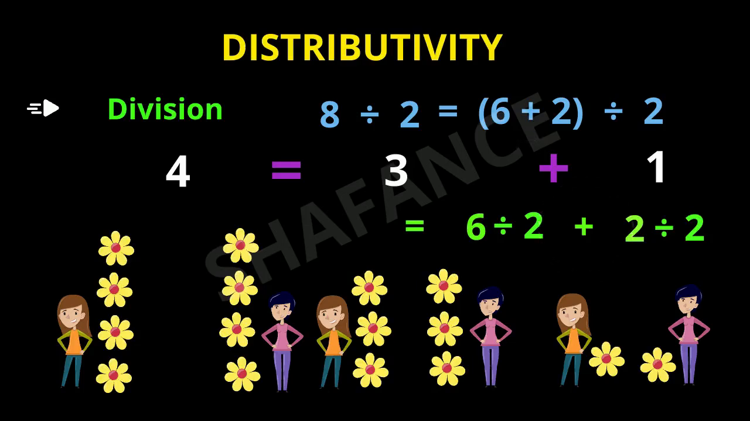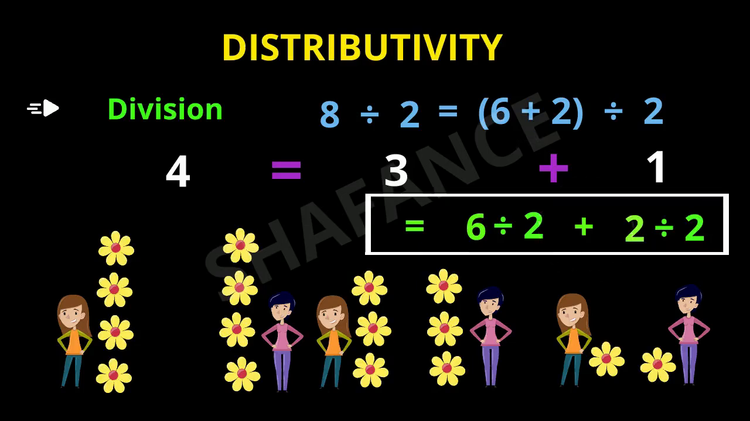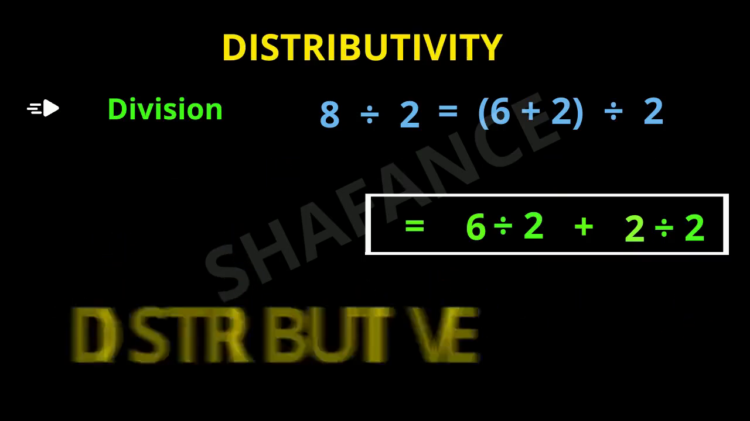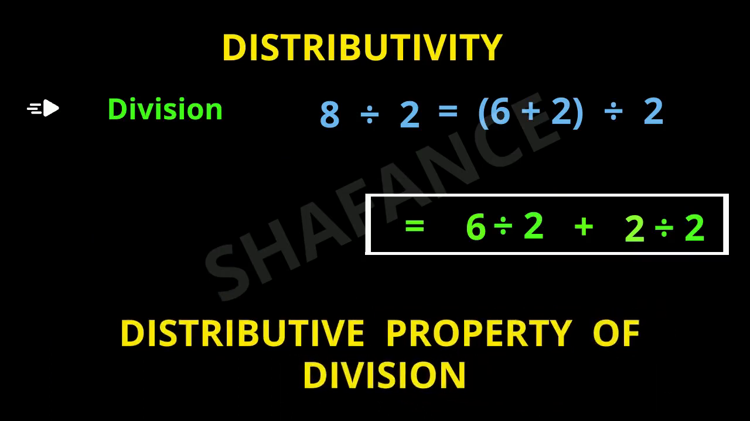So what is happening over here is we are splitting 8 into 2 parts and the division is getting distributed. So this is called distributive property of division. And just like in the case of multiplication, this also applies when we have minus inside the bracket in case of division. So if there is 6 minus 2 divided by 2, then this also applies. So initially we would have 4 divided by 2 equal to (6 minus 2) in the bracket divided by 2.